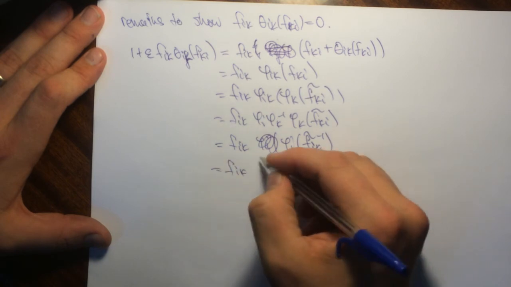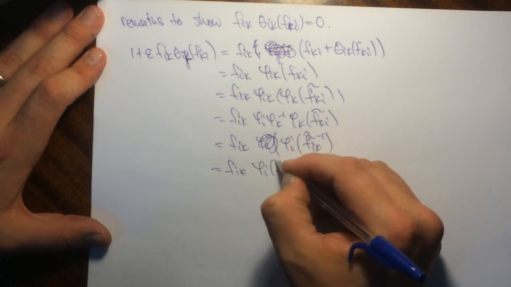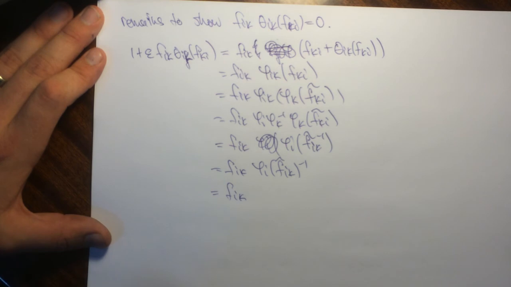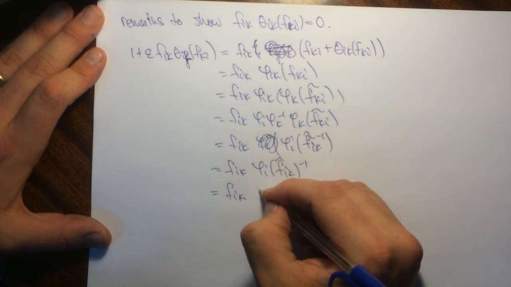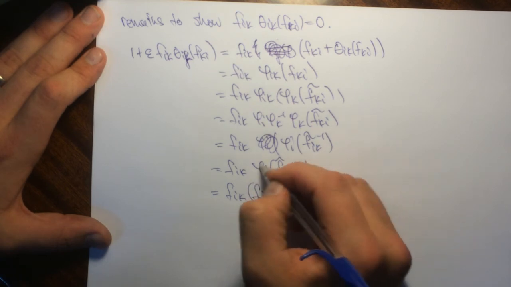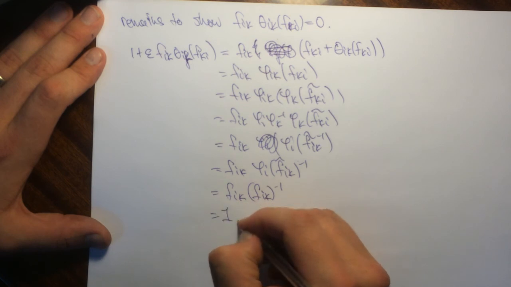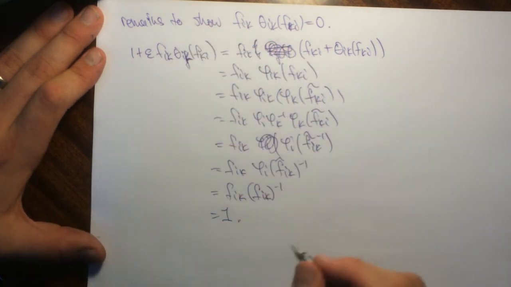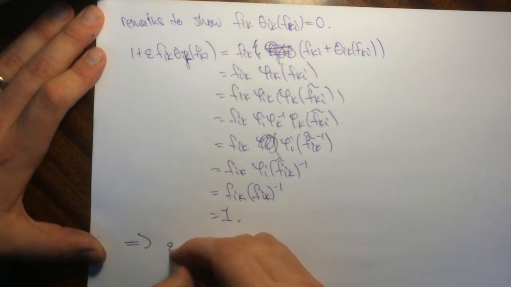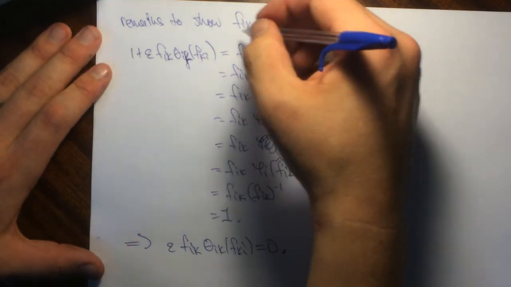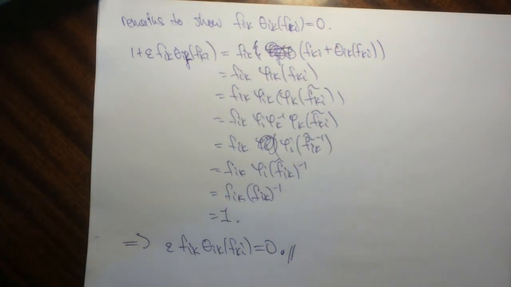So this is fik. And so now this is phi of f tilde ik. This is a ring homomorphism, so we get that. Fik here. And this becomes now phi ik inverse. So this part here, all in the parentheses, becomes phi ik. And this is just 1. Okay, so these cancel, and then we get that this is equal to 0, so this implies that epsilon fik theta ik fki is equal to 0. Okay, as advertised. And that's the proof.